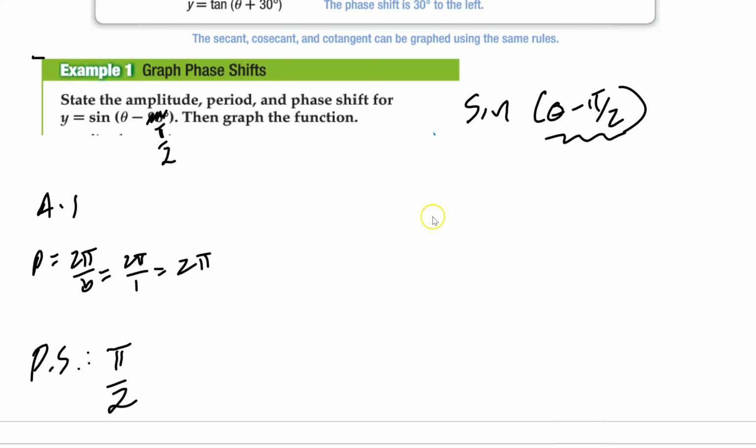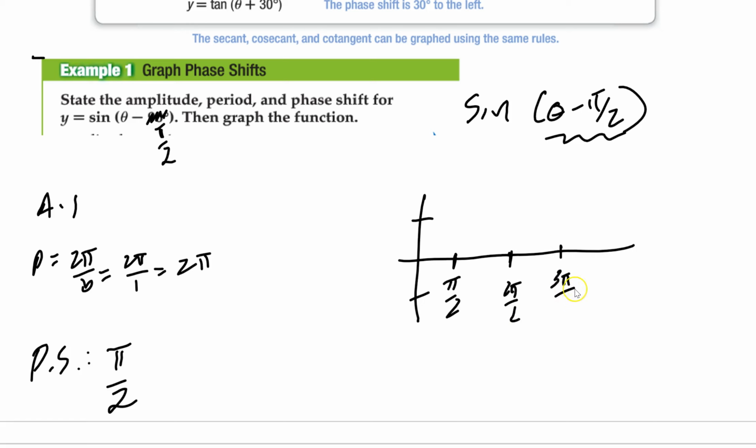So phase shift is not the bad part. It's where does your graph end? That's the bad part. So here's a little trick. Phase shift is pi over 2. Let's do pi over 2 right here. Then let's count by pi over 2. Another pi over 2 would be 2 pi over 2, also known as pi. Another pi over 2 would be 3 pi over 2. Another would be 4 pi over 2, then 5 pi over 2, then 6 pi over 2. Basically, whatever you're moving it, keep that as your basis for what you're doing.